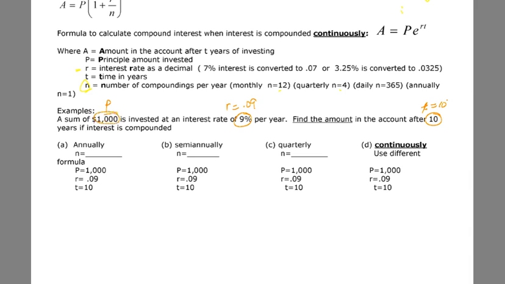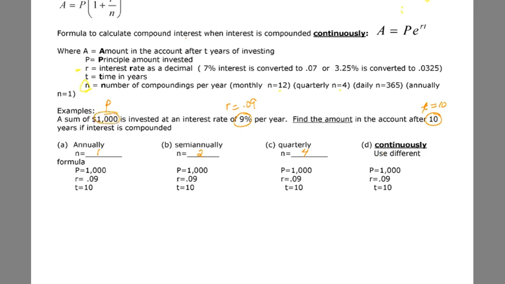Now let's check out if interest is first compounded annually. If it's compounded annually, that means it's done once a year. Semi-annually, twice a year. Quarterly, 4 times a year. Now this thing here says continuously. Well, whoa, I've got to back up because I never mentioned the continuously deal.